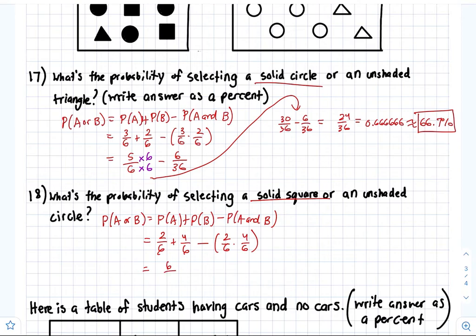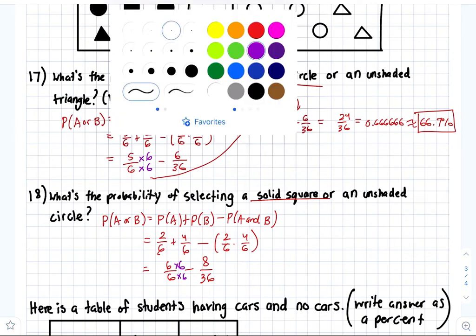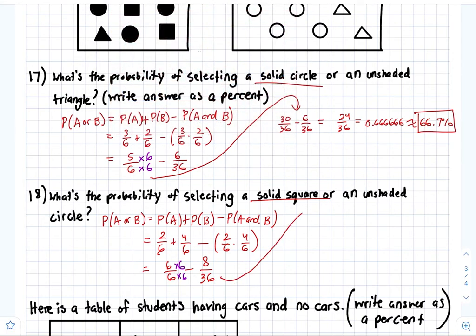So we're going to get 6 over 6 minus 2 times 4, which is 8, over 6 times 6, which is 36. We make a common denominator of 36. So we get 36 minus 8 over 36, which is 28 over 36. If you do 28 divided by 36, you'll get 0.777777 and so on, which is roughly 77.8%. Move the decimal place 2 to the right and round to the nearest tenth.